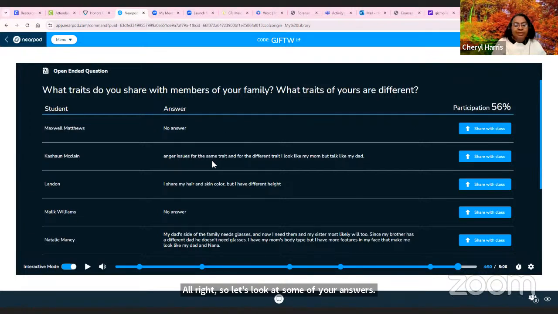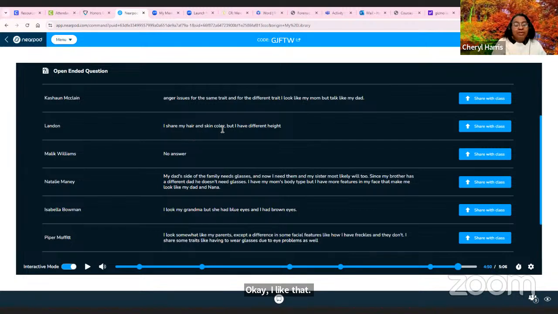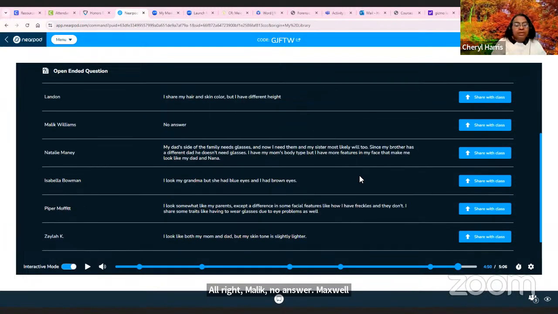Anchor issues for the same trait, different. Okay, I like that. Look like your mom, but talk like your dad. Share my hair and skin color, but different heights. Malik, no answer. Maxwell, no answer. Let's get an answer up there by the time I finish looking at this. Dad said my family needs glasses. Body shape and type, okay.